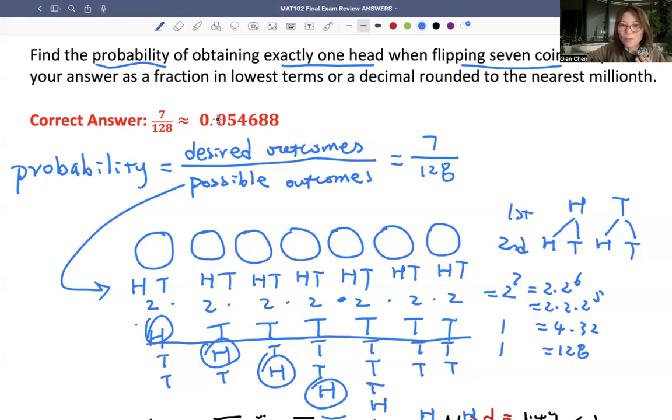You don't really need to convert into decimals. You keep it as a fraction, which is perfect.